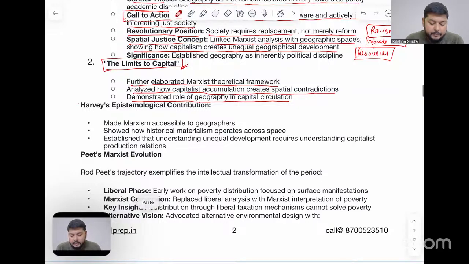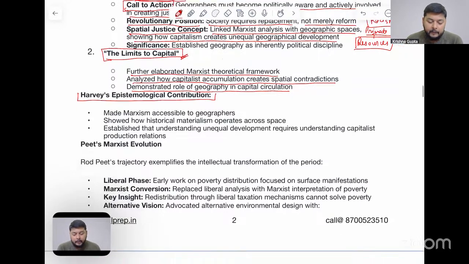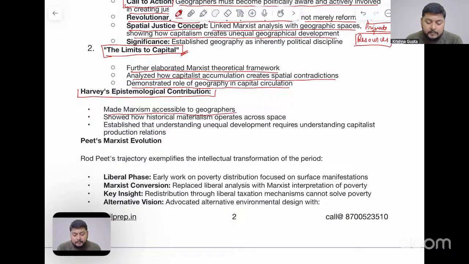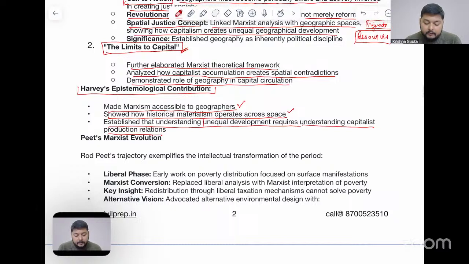Then, what are the epistemological contributions? He made Marxism accessible to geographers. This was one of the very important parts, seen as the geographical stance. Then he showed historical materialism operates across space. This is also important. Then he established that understanding unequal development requires understanding capitalist production relations. So unequal development was important, which required understanding capitalist production relations here.